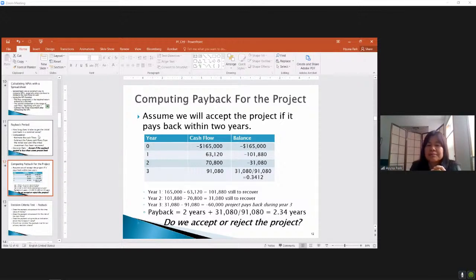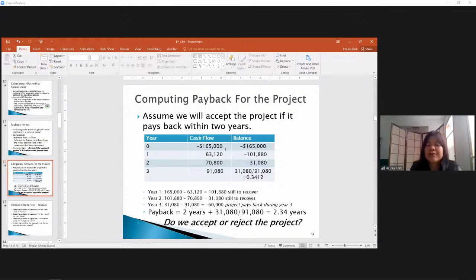So let's use the numerical example to calculate the payback period of this 3-year project. And to apply the payback rule, there should be a preset limit. So suppose this company's policy is to accept the project if the project pays back within 2 years. If that's the rule, how long does it take this 3-year project to pay back?